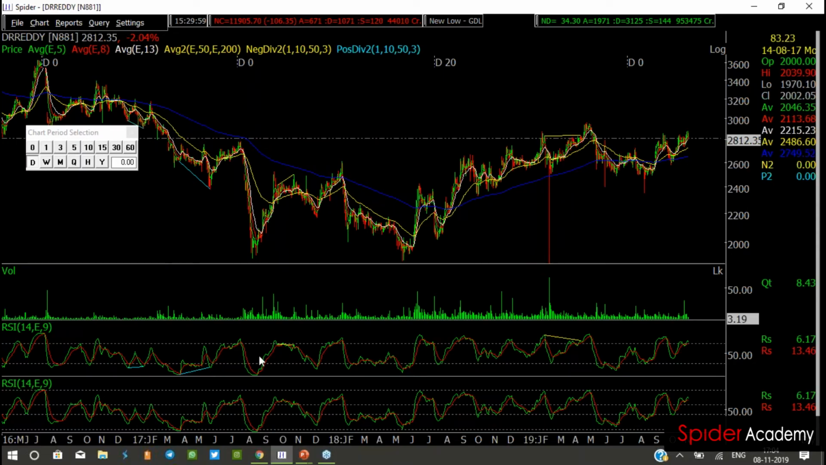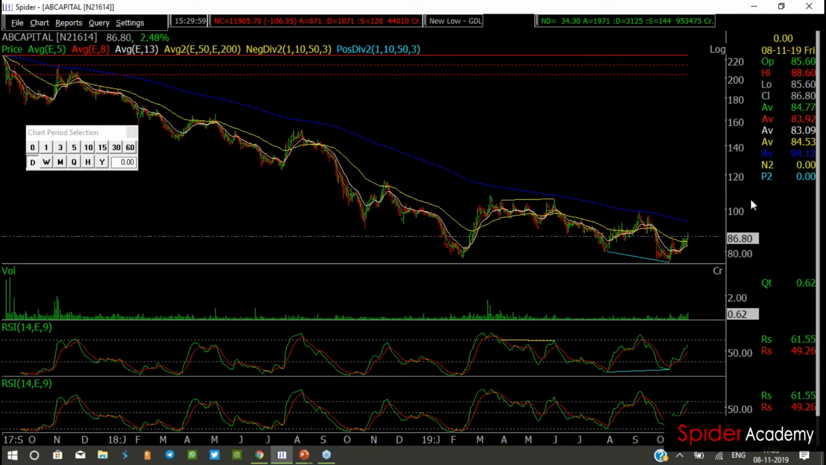And when you're making a negative divergence, you connect the tops of the prices and the tops of your RSI and make a negative divergence. Currently, we are seeing a positive divergence happening over here in AB Capital, right? See, and look at the price.